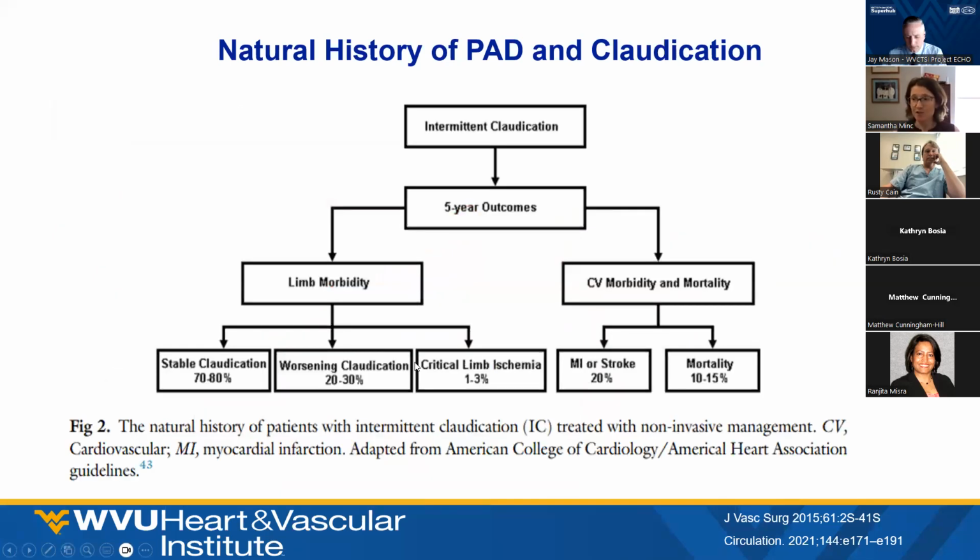Here is the expected natural history of someone with intermittent claudication. So the patients that come in complaining of pain when they walk a certain distance that improves with rest: over 5 years, the vast majority, 80%, are going to be stable. About 20 to 30% are going to have worsening symptoms, so more severe lifestyle-limiting claudication, and only 1 to 3% are going to have this limb-threatening ischemia. And again, people with intermittent claudication, 20% of them are going to have an MI or stroke, and 10 to 15% will die of that. So that's why, again, important to identify.